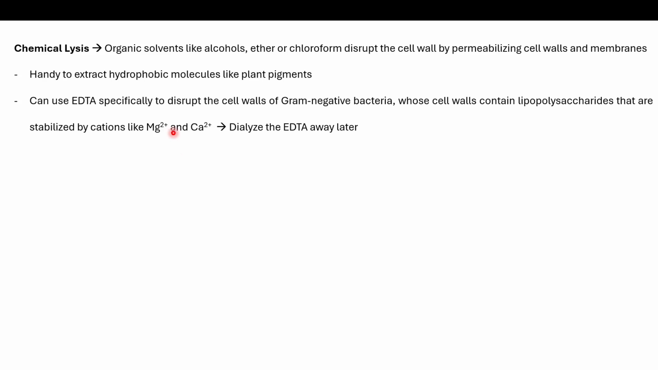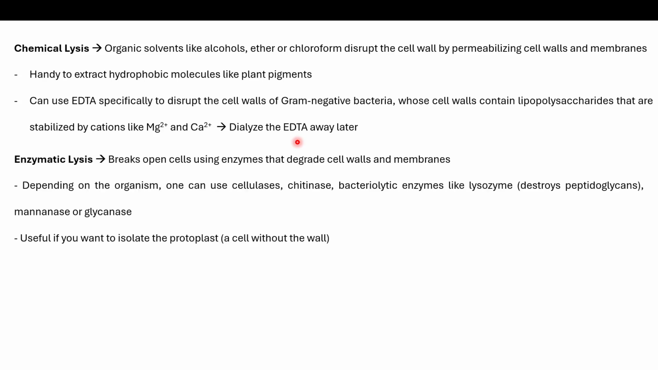Okay, the interactions with these divalent ions are actually necessary to maintain these macromolecules or macromolecular machineries in a functional state, right? So what happens here is, once you have used EDTA to disrupt the cell wall of bacterial cells, for downstream processes, it is a good idea to always remove the EDTA completely, so that the EDTA does not later affect or interfere with the downstream purification processes.